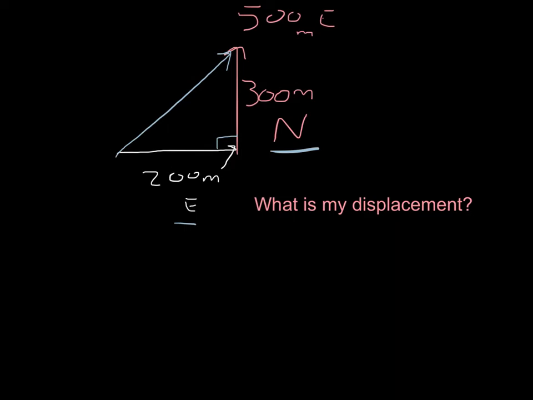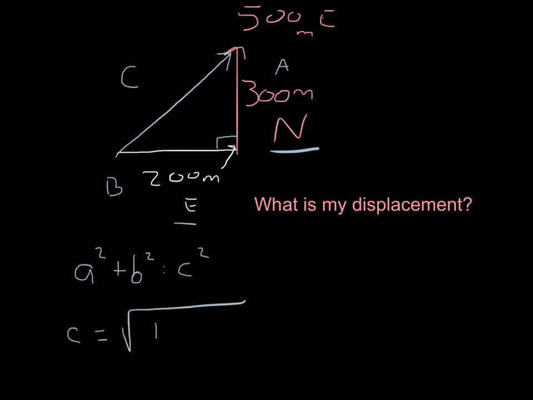If you recall what the Pythagorean Theorem is, it's just a squared plus b squared equals c squared, where this is c, and it doesn't really matter if this is a or b, as long as the hypotenuse is c, right? So we're trying to find this c, the hypotenuse. Now don't forget, I'm looking for c, not c squared, so this is going to be the square root of a squared plus b squared.